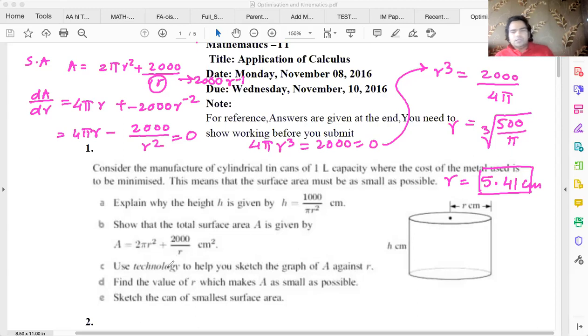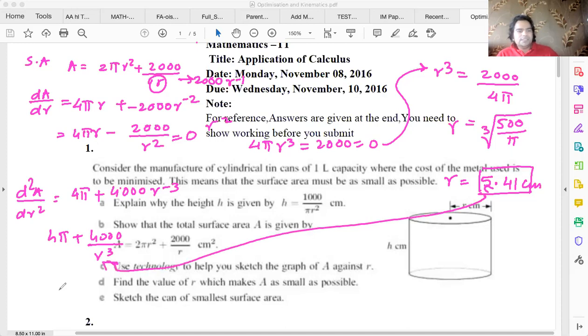Now, we still don't know whether this radius is going to give the maximum surface area or minimum surface area. So what we do is we're going to find out the double derivative. So d square A by dr square we're going to do. So derivative of this will be 4 pi minus, if you do the derivative of this, r to the power negative 2 you take here. So it'll become negative, negative, so positive 4000, and r to the power negative 3. So it'll be 4 pi plus 4000 over r cubed, and then you take r as this value here.